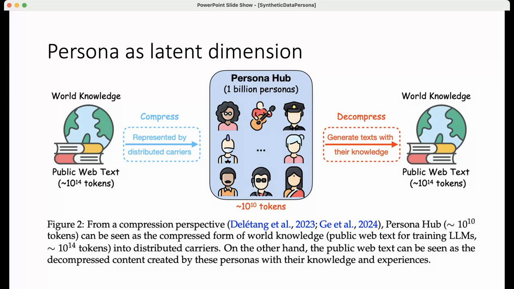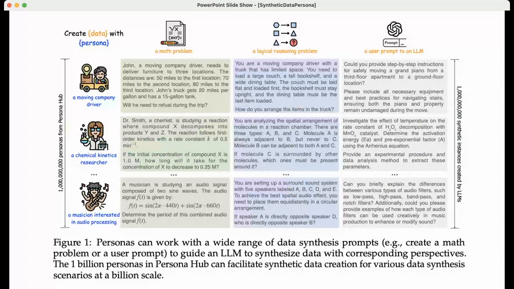So basically, it first compresses the knowledge of the LM into 1 billion personas, of different occupations and different knowledge or expertise. Then these personas are the role you put in your prompt, and you can ask the LM to generate more prompts related to the role, right? And then you can decompress. Basically, it's a decompress process to generate the world knowledge from each of the roles you have extracted. So that's the overall framework.